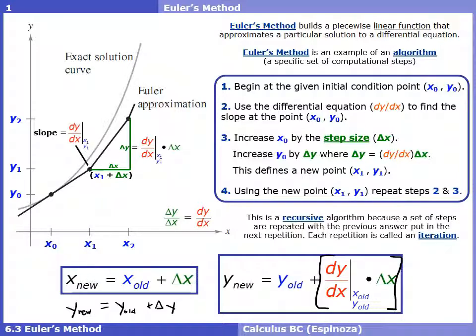Ultimately, just realize that this is what is called a recursive algorithm, because a set of steps are repeated with the previous answer in the next repetition. So we're taking the answer we're getting before and using it again to figure out a new step. Each of these repetitions we call an iteration. So this formula right here to find that y value is really the main component of Euler's formula that you're going to want to memorize. Hopefully it'll just become something that you know, but ultimately if you can memorize it and apply it, you'll do Euler's formula hopefully with no issues.